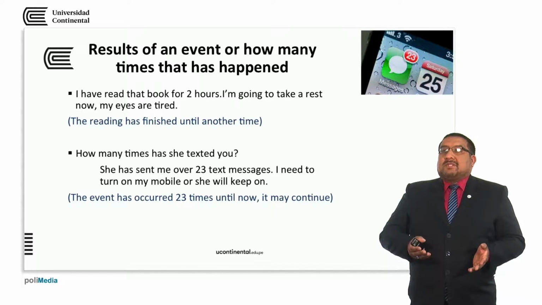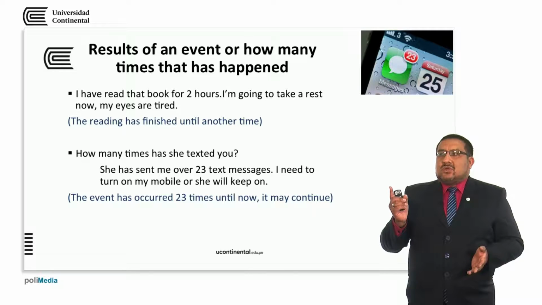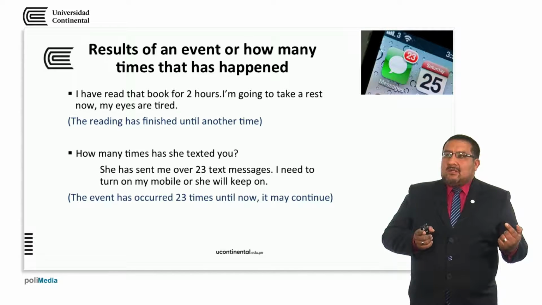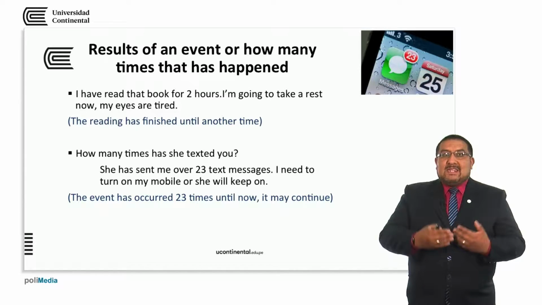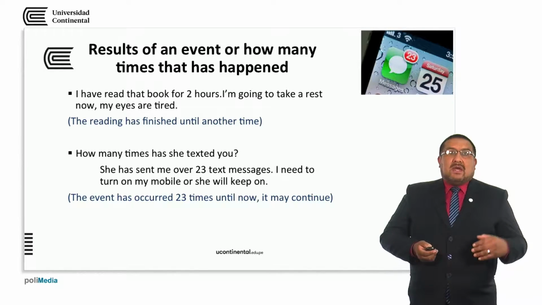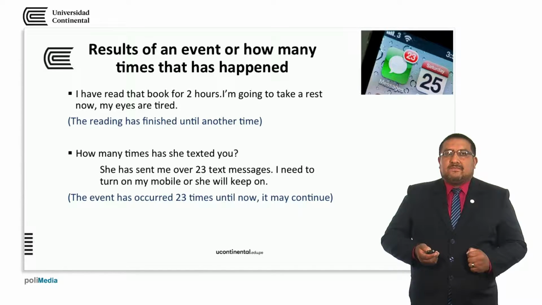How many times has she texted you? You see the picture? 23 times. She has sent me over 23 text messages. I need to turn off my mobile or she will keep on. So it means that you are talking about the many times she has sent you a text message. The event has occurred 23 times until now, and it may continue unless you turn off your telephone.